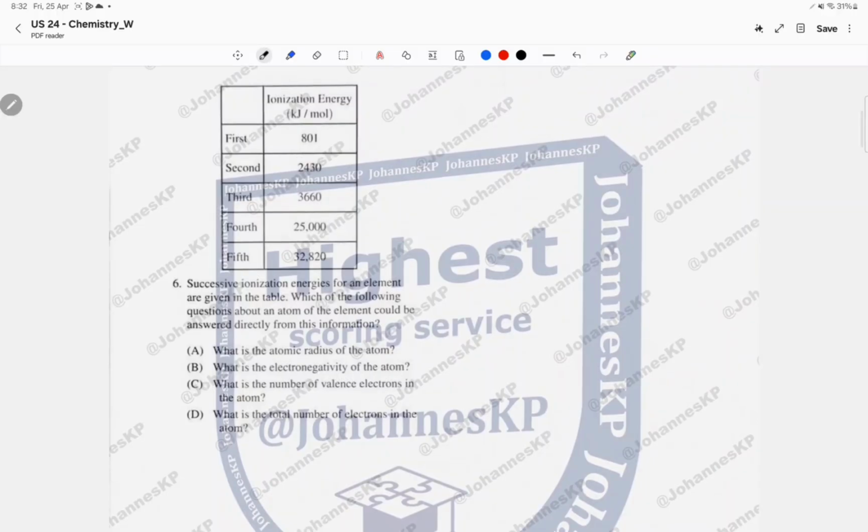Okay, here we're looking for which element this is, right? And if we can know which element this is, we can know the number of the valence electrons. So we can tell how many valence electrons we have by looking at the biggest jump. The biggest jump happens between third and fourth. So this element has 3 valence electrons. So the answer is going to be choice C. We can tell in which group the element is residing, basically.